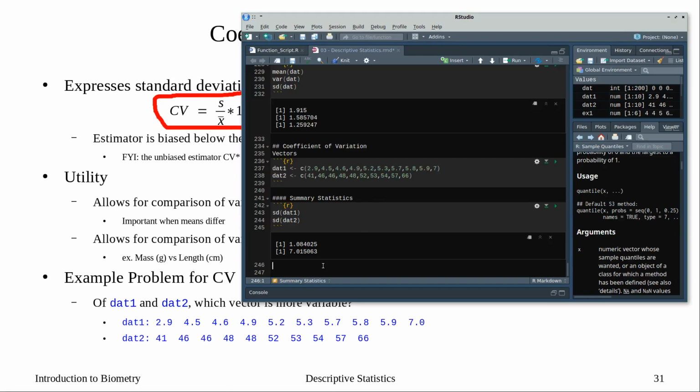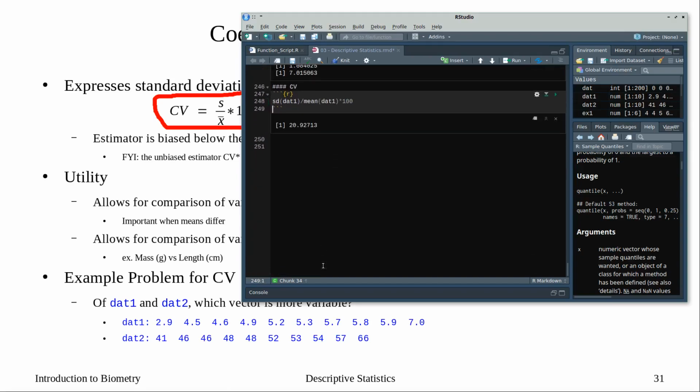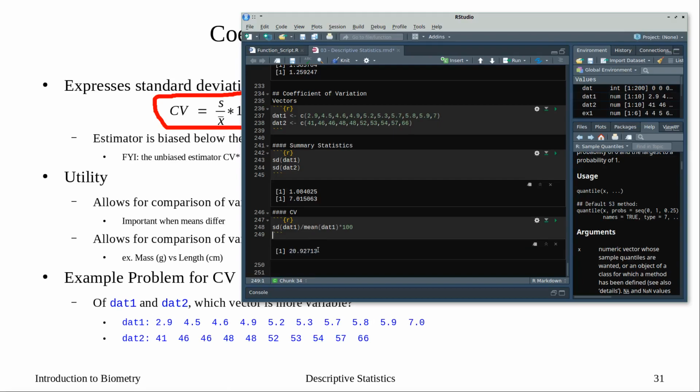So for that, what we're going to have to do is calculate our CV, our coefficient of variation. Our coefficient of variation is the standard deviation divided by the mean, and then we multiply it by 100 to get a percentage. So for data set 1, our data points exhibit 20.9% variation. That's how much it varies around our mean.